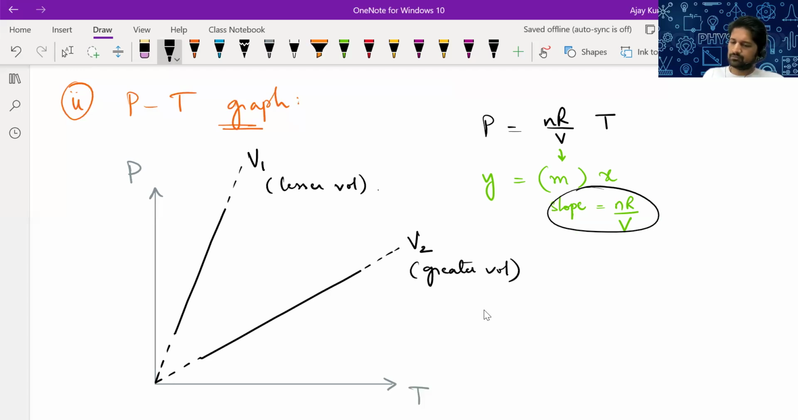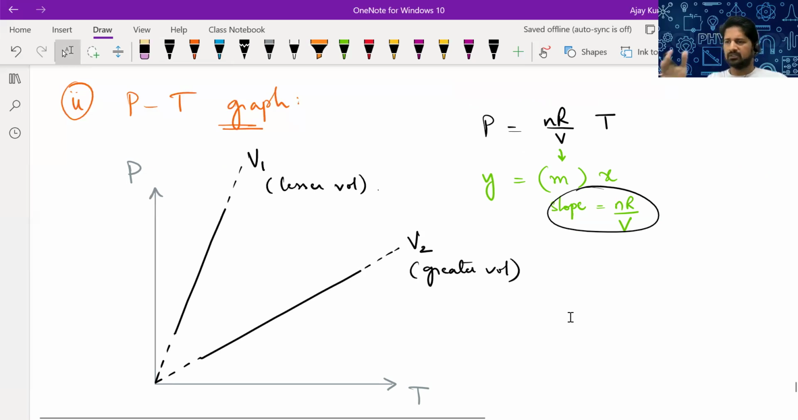So based on graphs, you should be able to tell which was carried out under which conditions. Okay. Such questions are quite common. So understand the approach. If you want to comment on which volume is greater, you need to know the relation between pressure and temperature, the formula or the equation between them. Based on that, you can tell what is the formula for slope. And from the formula for slope, you can tell which one corresponds to greater volume. Okay, so this is the pressure temperature graph for an isochoric process.